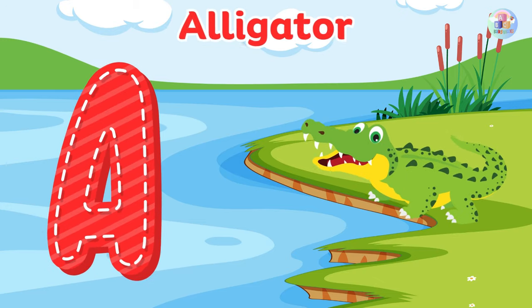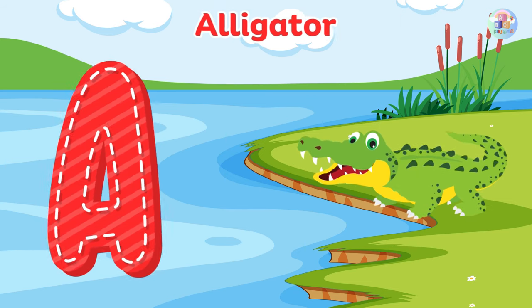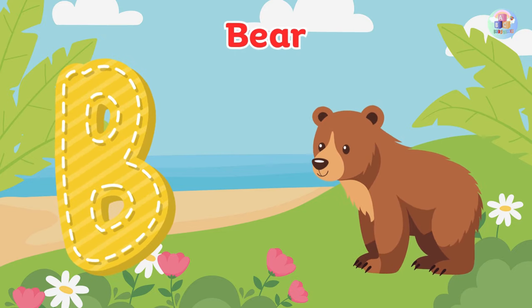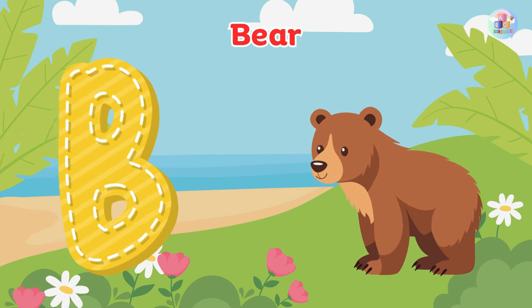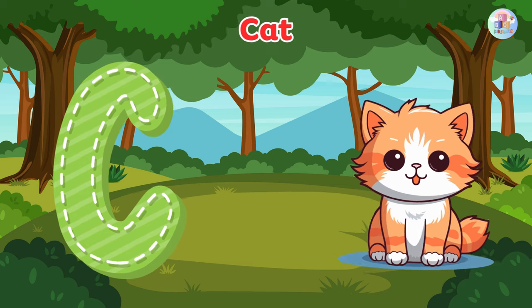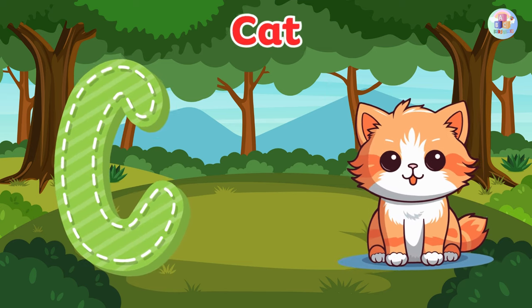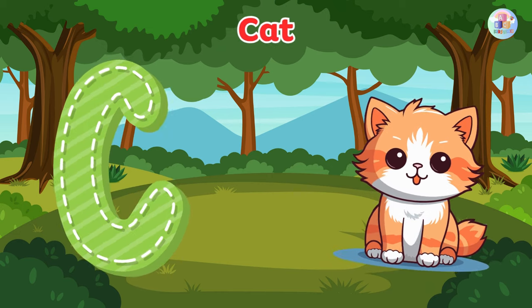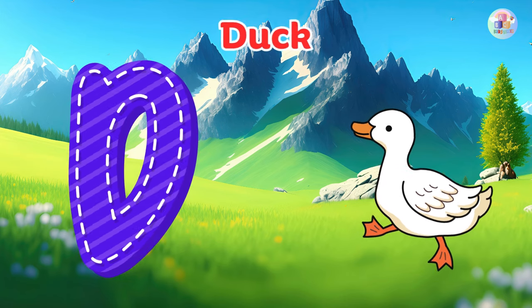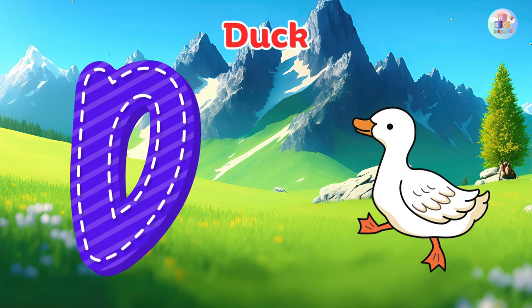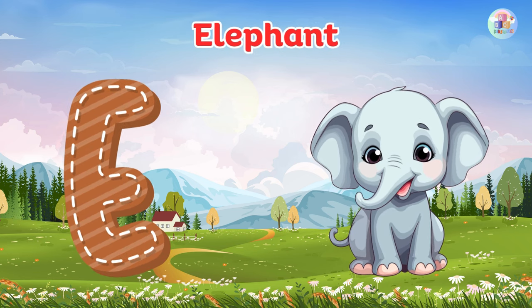Alligator, A, alligator. B is for bear, B, bear. C is for cat, C, cat. D is for duck, D, duck. E is for elephant, A, elephant.